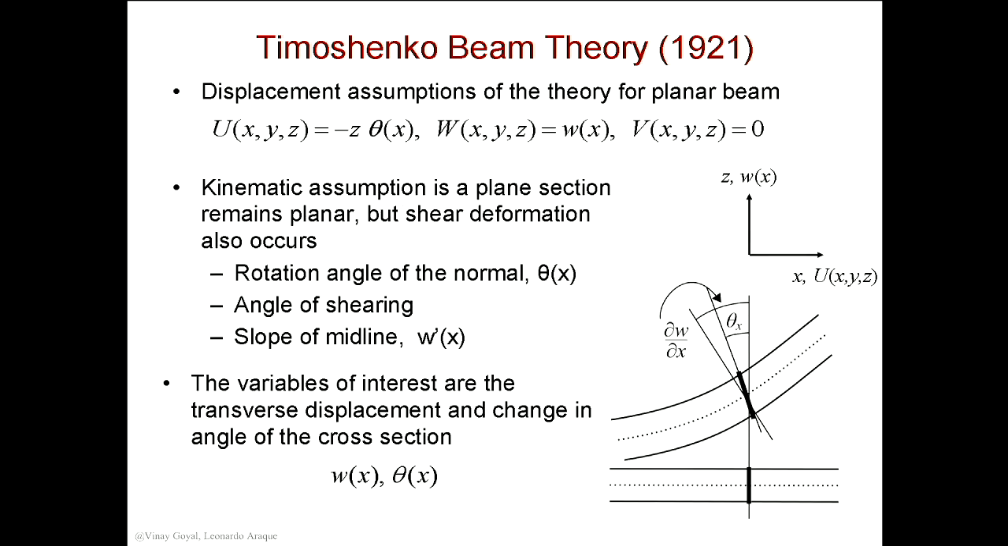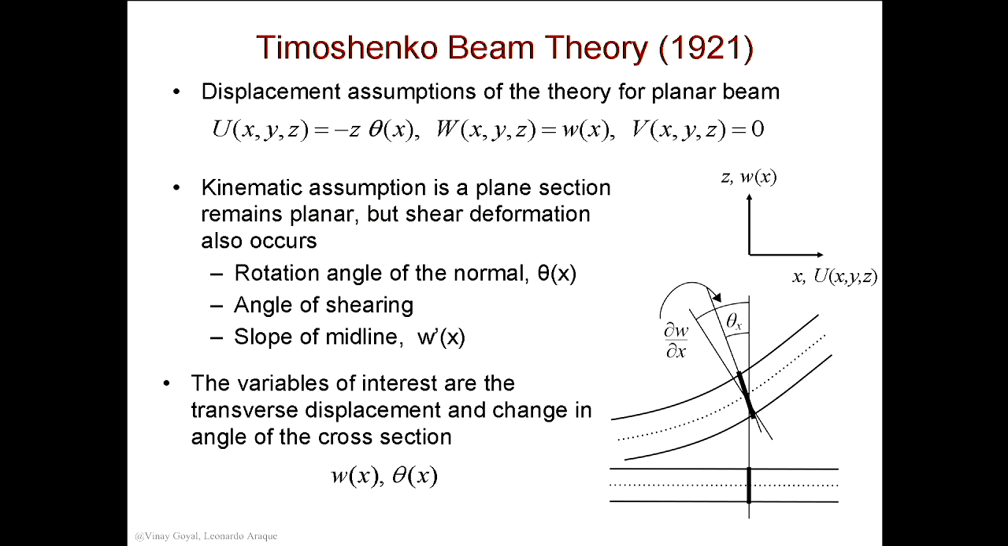So the displacement assumptions in this theory are: U, the deflection in this direction, is a linear function of theta. I'll explain what that theta means in a second. W is the transverse deflection, and you can see that these variables only depend on X. So we're assuming that U and W only depend on X, and we're not looking at deformations outside of the plane of the board or the screen. Let's look at what W is doing here. W is the transverse deflection from this point all the way up to the neutral axis. That's W right there.